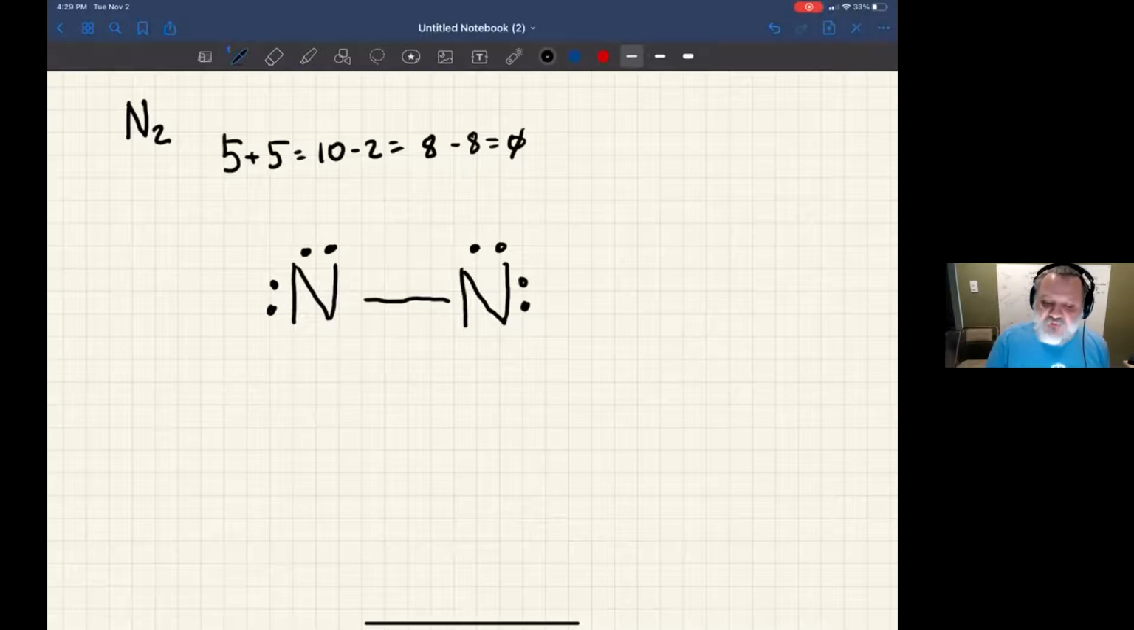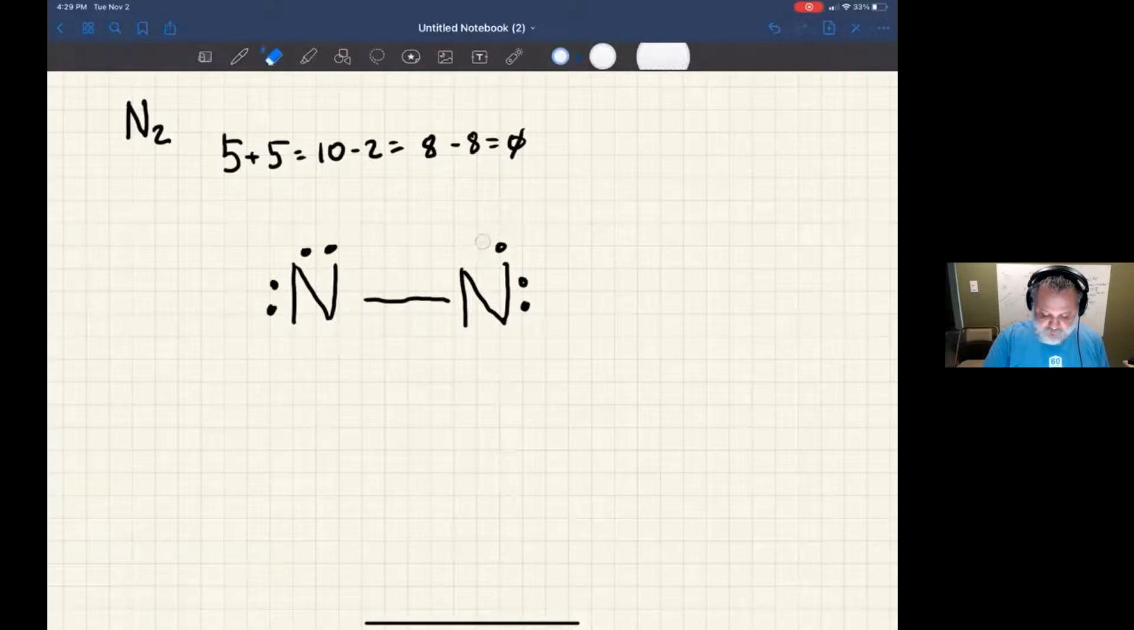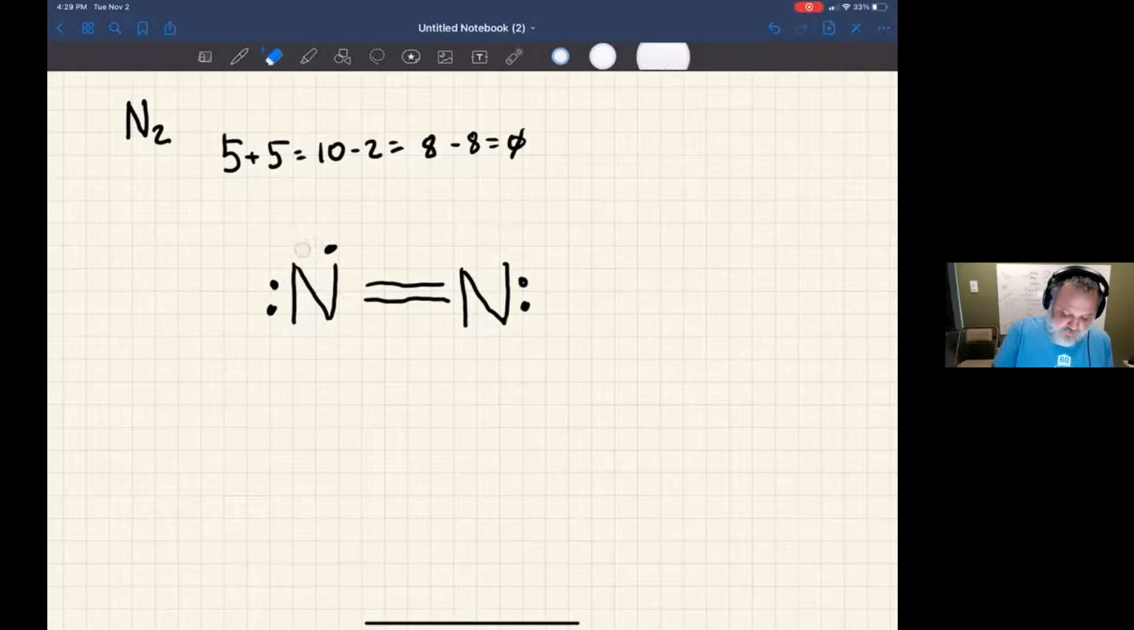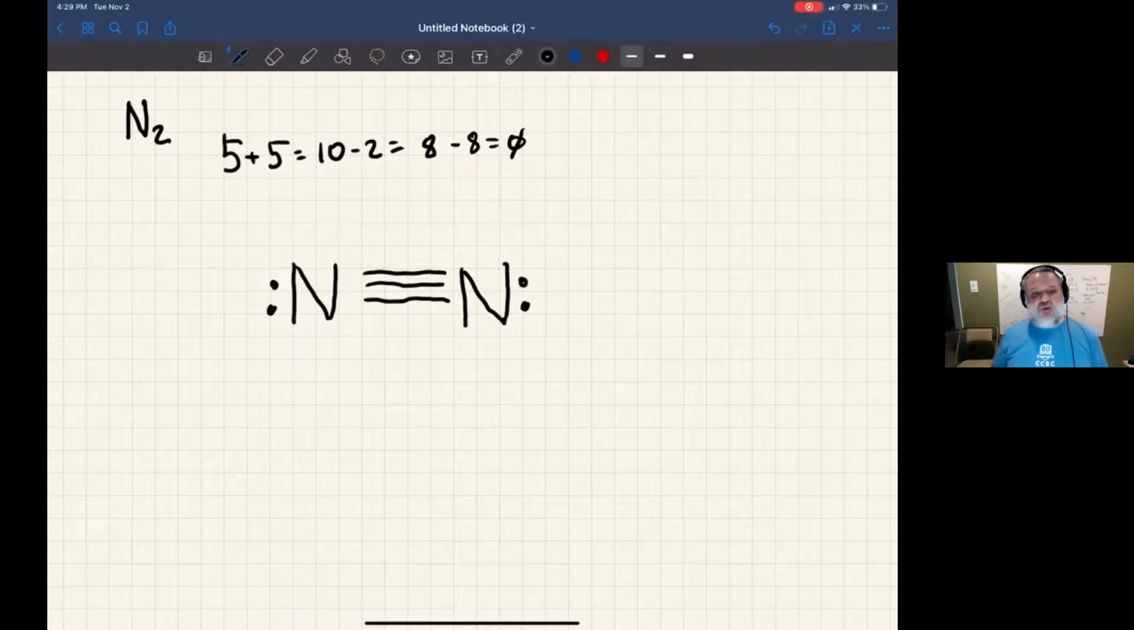So when I run out of electrons and I don't have octets yet, I need to erase some of the lone pairs and use them to make double bonds. So let's do that one at a time. Let me erase those and make a multiple bond there. Now that does help, but the nitrogen on the left now has an octet, but the nitrogen on the right doesn't. So I have to keep going. I keep erasing lone pairs of electrons and making multiple bonds until I have octets around everything.